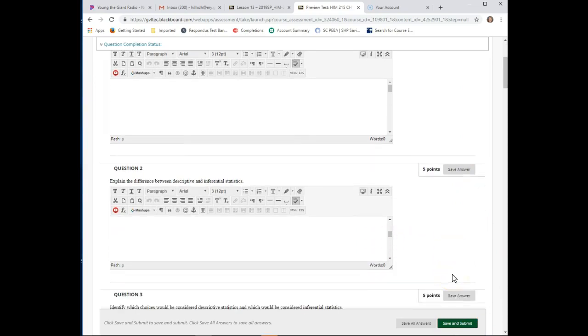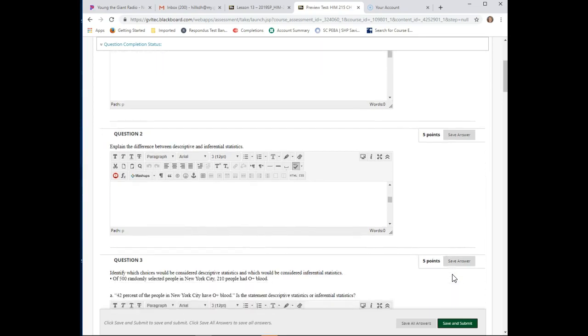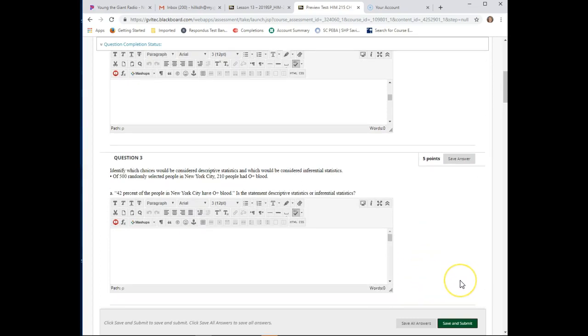Okay, difference between descriptive and inferential statistics. This should be a no-brainer. Descriptive, you're describing data. Inferential, you're generalizing from a sample to a population. So descriptive statistics merely describe data, period. Inferential statistics are used to generalize from a sample to a population. So very basic, and that's also in your chapter, very easy to find.